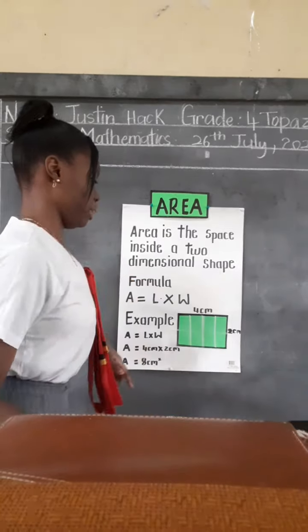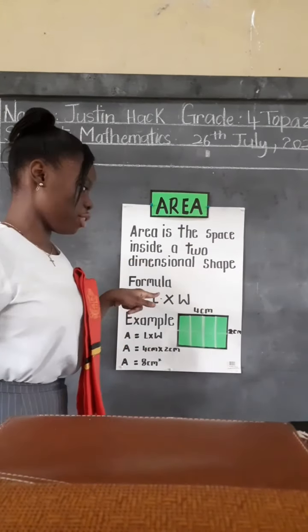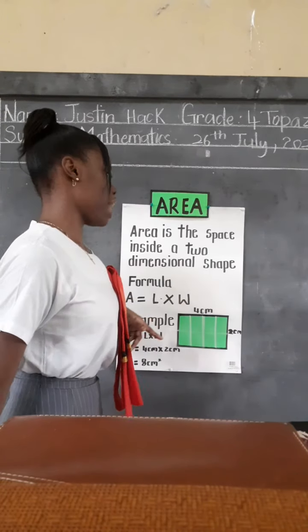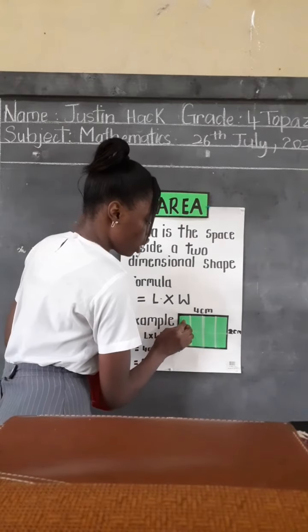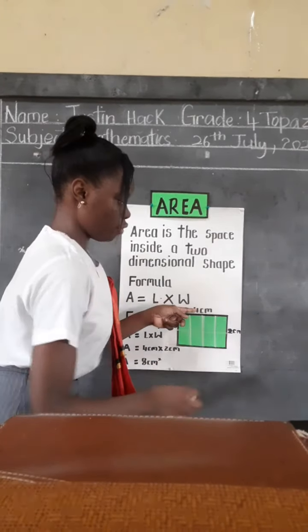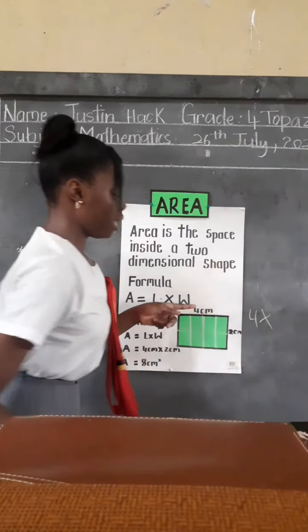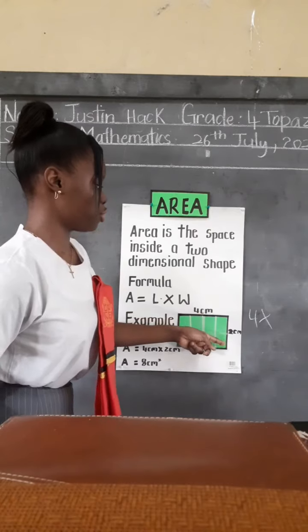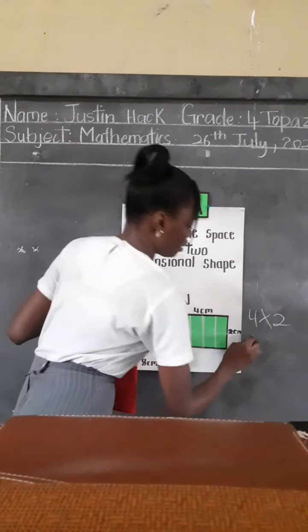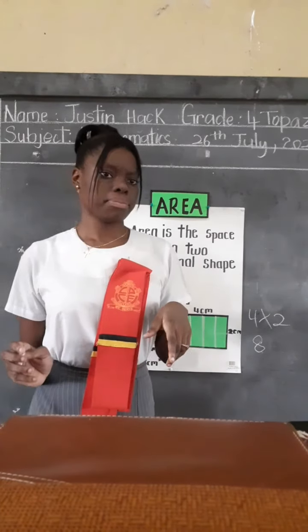So let's use the formula. Here's how we apply the formula. We have to multiply the length by the width, correct? So we count up the length, 1, 2, 3, 4 centimeters, and it's being multiplied by the width, which is how much? 1, 2. And we know 4 2s are 8, correct? So we're going to leave it just like that.